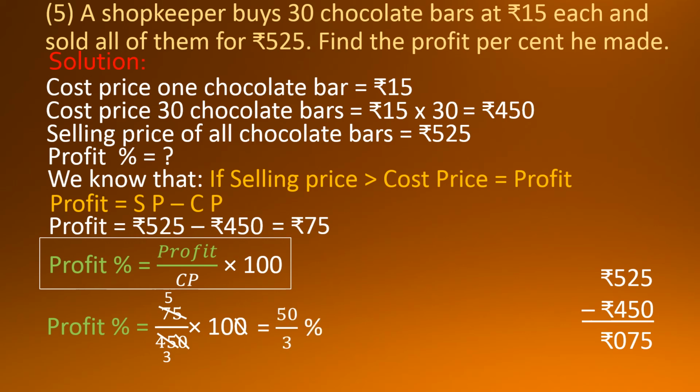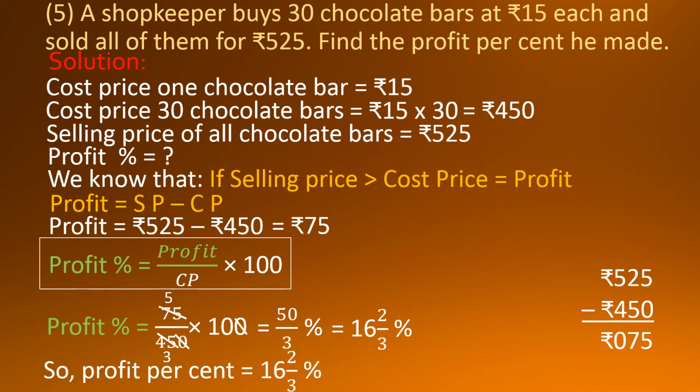See, 50 upon 3 is an improper fraction. So let's convert it into a mixed number. So divide 50 by 3. We get 16 2 upon 3%. So profit percent is equal to 16 2 upon 3%.